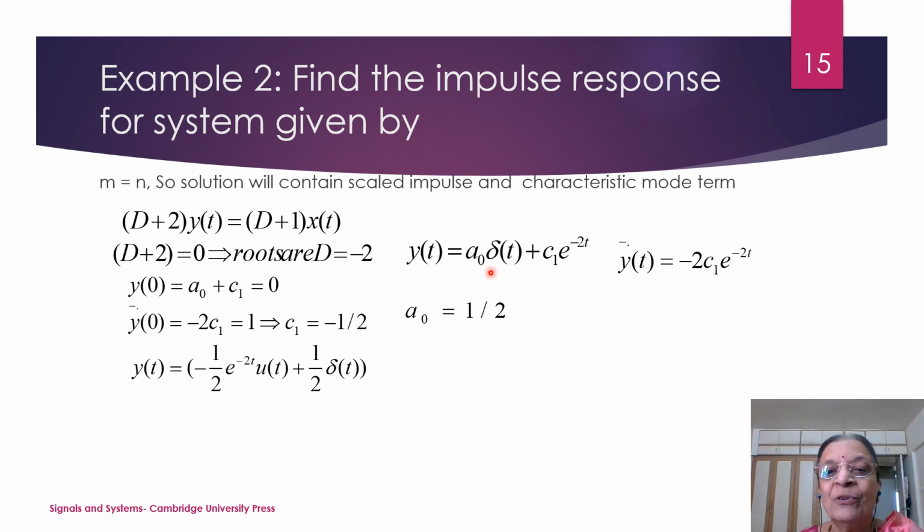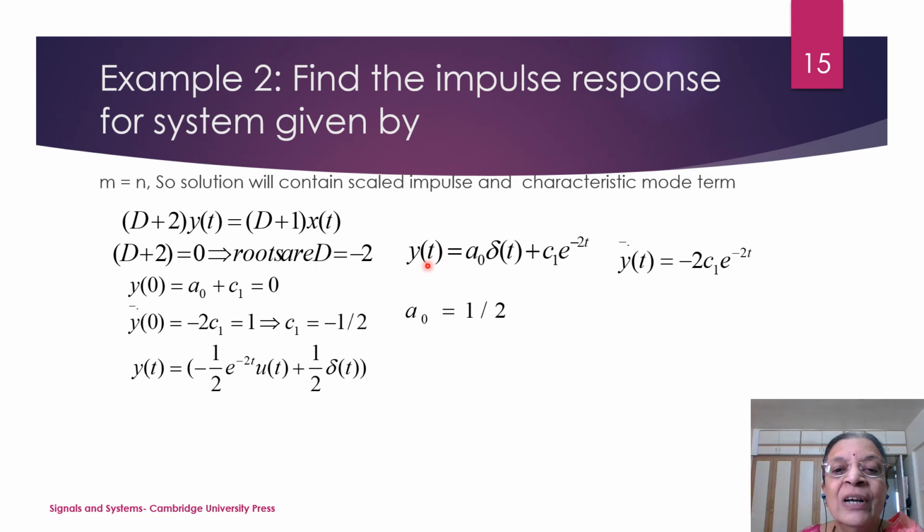The solution will be written as yt is equal to a0 delta t, this is coming because m is equal to n, plus c1 into e raised to minus 2t. This is because of the characteristic term. Now what is y dash t? That is d/dt of yt. It is minus 2 c1 into e raised to minus 2t at t equal to 0. The differentiation of the delta term will be 0, so the differentiation will contain only the characteristic mode term, minus 2c1 e raised to minus 2t.